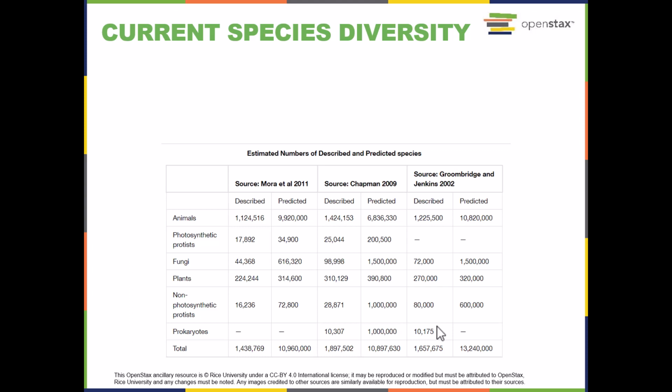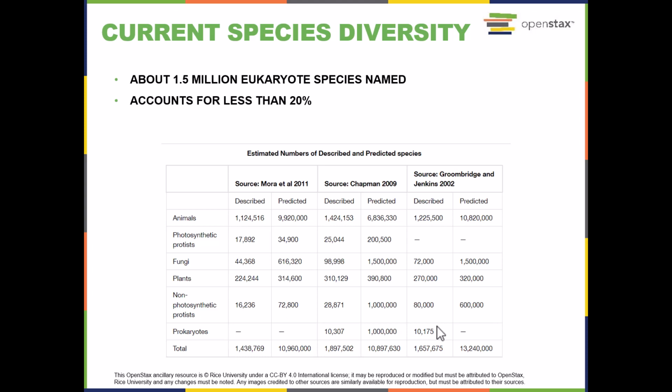We know that we've described a certain number of species, but we know there's more out there that we haven't seen. So there's about 1.5 million species of eukaryotes that have been named, but that probably accounts for less than 20% that are there. That means that there's probably about 8.7 million species present. If we've only accounted for about 20% of the species, how many species are we losing that we never knew that we had because they've never been named or described?